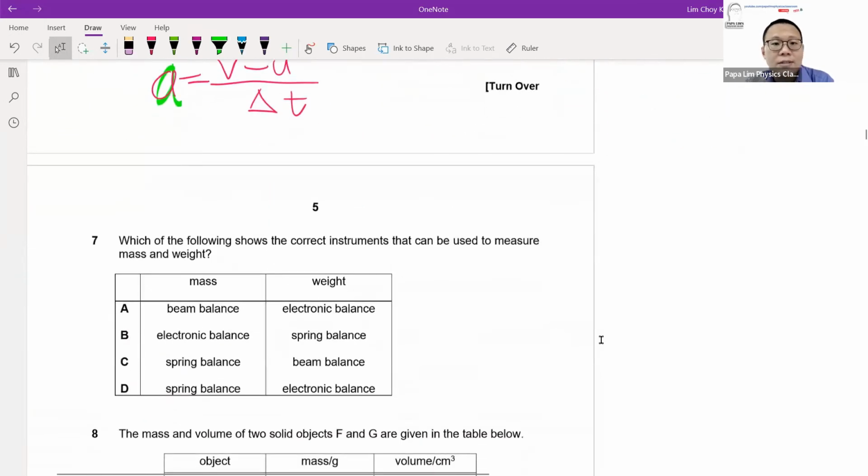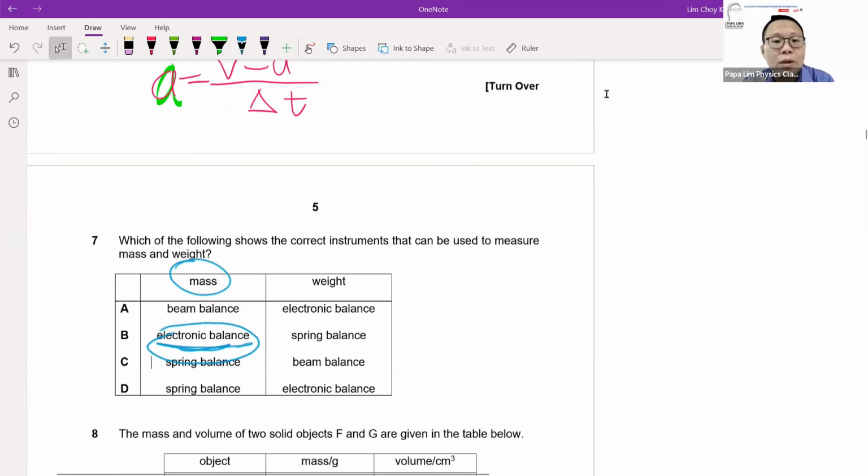Now for question 7, it is a classic example of identifying the instruments to measure mass and weight. Take note that the electronic balance is what we always use to measure the mass of an object. Nowadays the easiest is the electronic balance, the one we always use at home, where we put the item on the plate, and then the number comes up to measure the mass in grams or in kg.